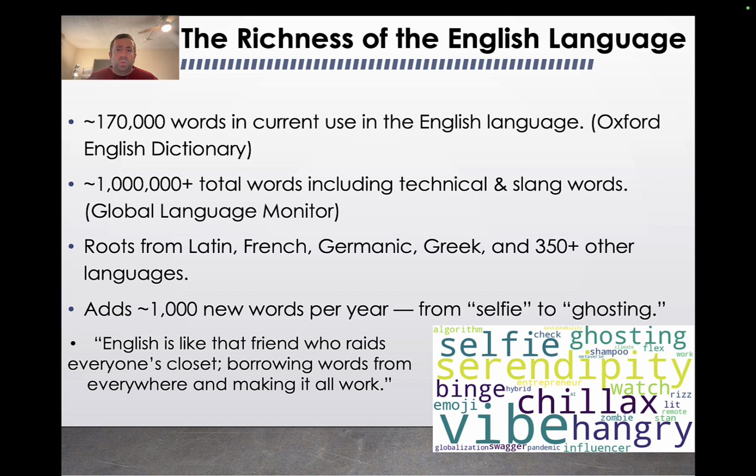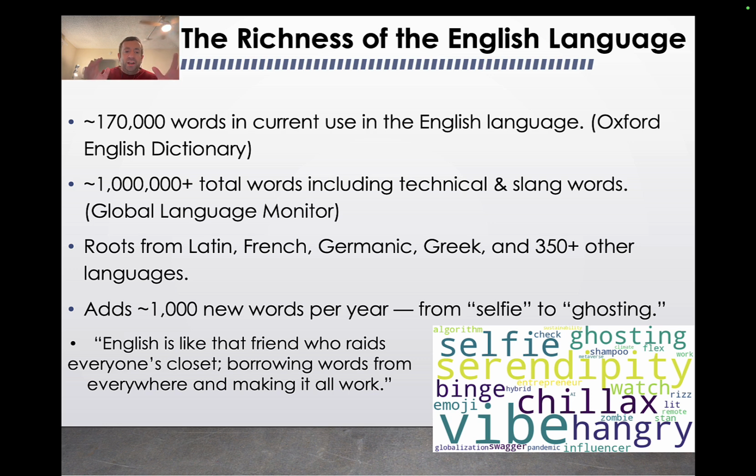But anyway, what do I mean by the depth of the language itself? 1 million plus words, total. We're talking about current use and also former use, or words that aren't really used in a modern era. I got these statistics from the Global Language Monitor, a very good source of information. We're not just talking about daily vocabulary that you and I would use in English. We're talking about technical, slang, and scientific words, other words.